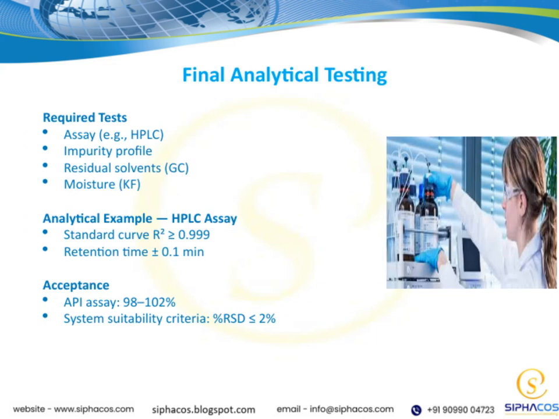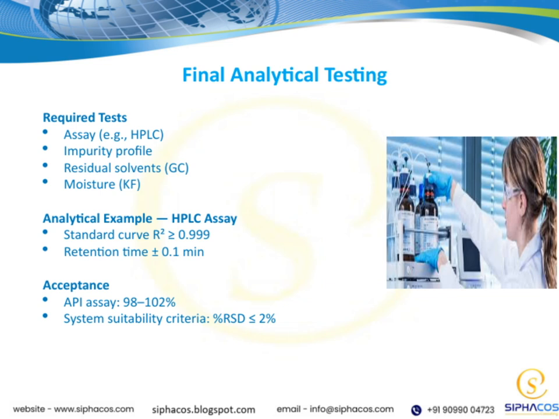Now, let's take a look at the final stage of our analytical testing process. This slide covers the required tests we perform to ensure the quality and safety of our active pharmaceutical ingredient, or API. First, we have the assay, which is typically done using HPLC. This helps us determine the potency of the API. Then, there's the impurity profile, where we identify any impurities present in the sample. Residual solvents are checked using gas chromatography, or GC, to ensure solvent levels are within safe limits. Lastly, we measure moisture content using Karl-Fischer titration, or KF, to assess the sample's stability.